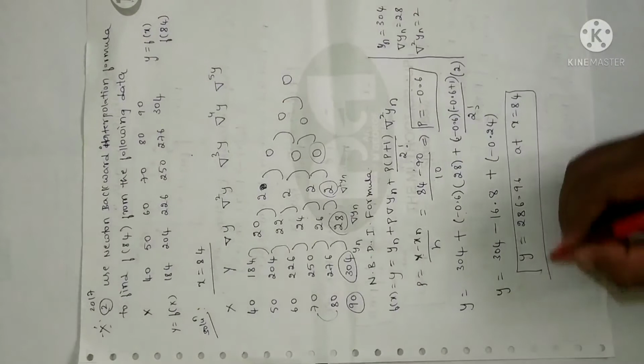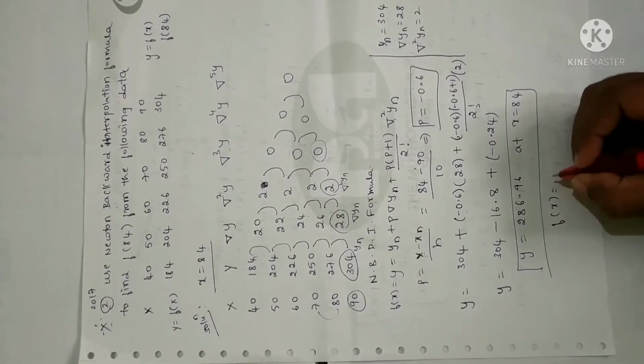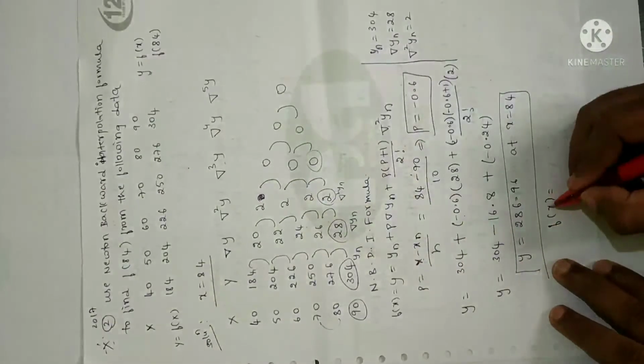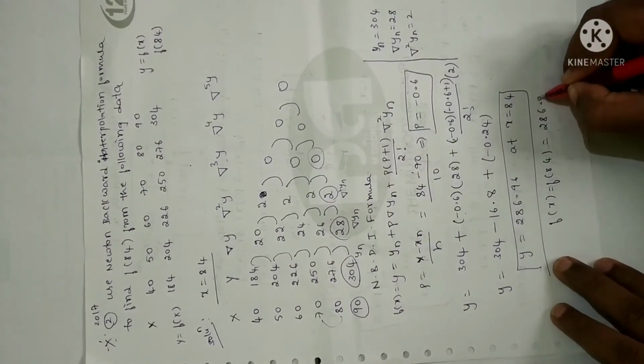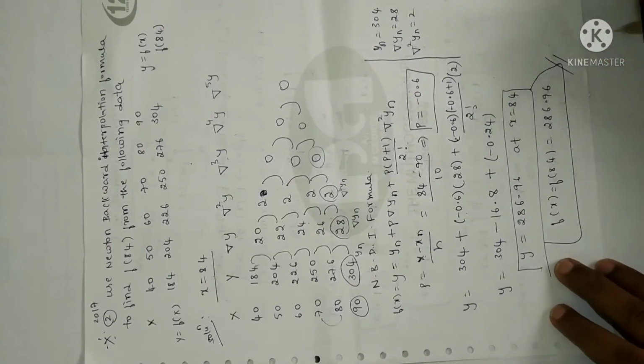So this will be the required value. Or else I can write f of x, where x is none other than 84, so f of 84 is equal to 286.96. So this is the required solution.